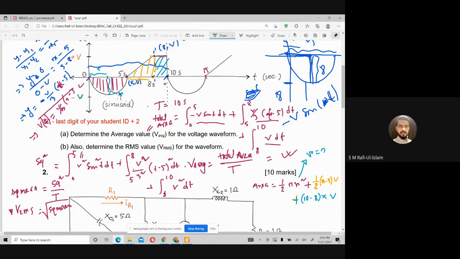So let's say r equal to 2.5. You can calculate the area from here, and the total capital T time period is 10 seconds. If you divide the whole thing, then V average is nothing but this area divided by T. So you'll get the value. But for the RMS value, it could be quite difficult.